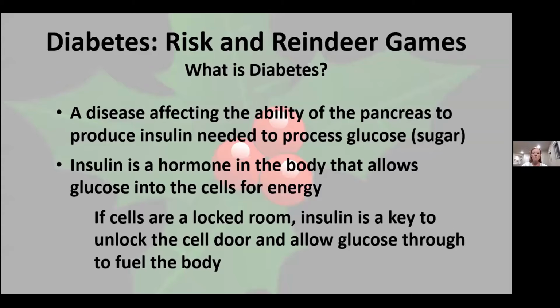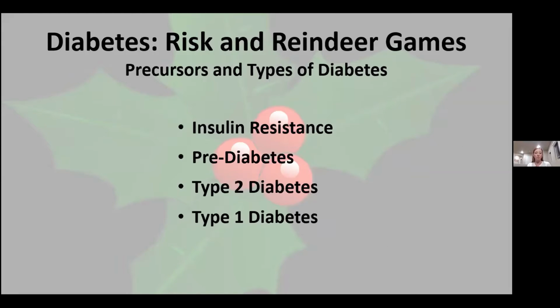Santa's factors. So diabetes is a disease affecting the ability of the pancreas to produce the insulin needed to process glucose or sugar for the body. So insulin is a hormone in the body that allows glucose into the cells for energy. So if you pictured cells as a locked room, insulin is a key to unlock the cell door to allow the glucose or sugar through to fuel the body to give the energy.